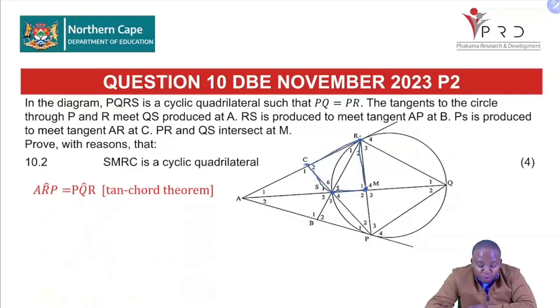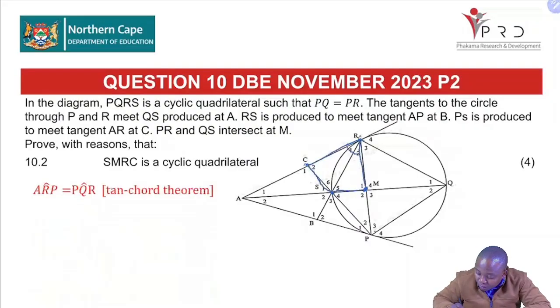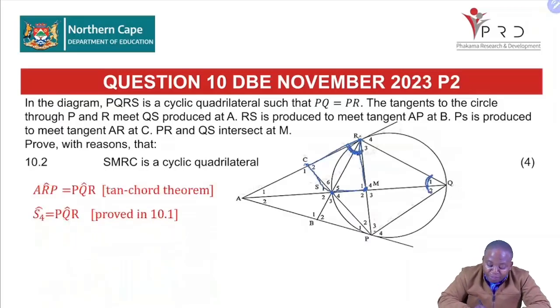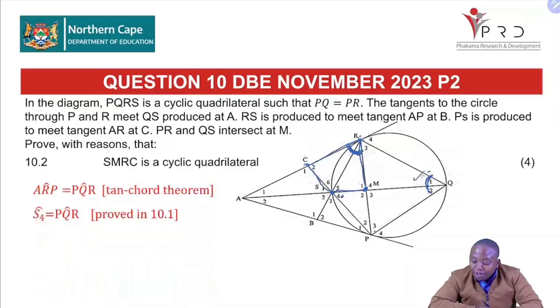Now, how are we going to do this? We know that ARP, because if I can draw the triangle, it is equal to PQR. That is my tan chord theorem. Again, we have proven that S4 is also equal to PQR. It's proven in 10.1. What can I see now? I can see now these two are equal. If I say this is X, this is X, and that is going to be X. Because those two are equal and that are equal again.